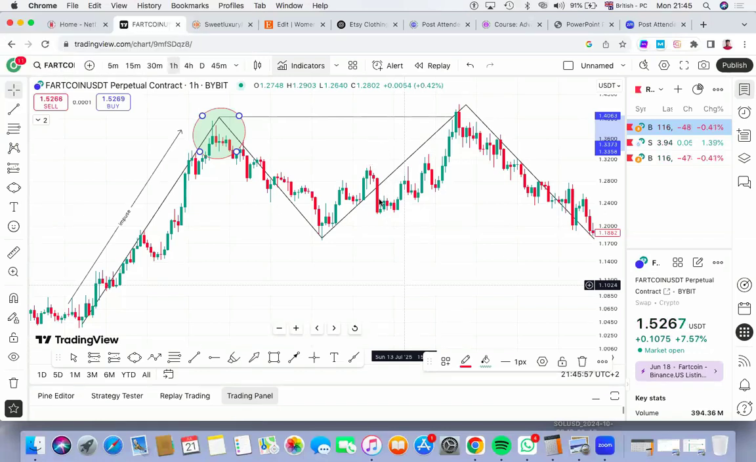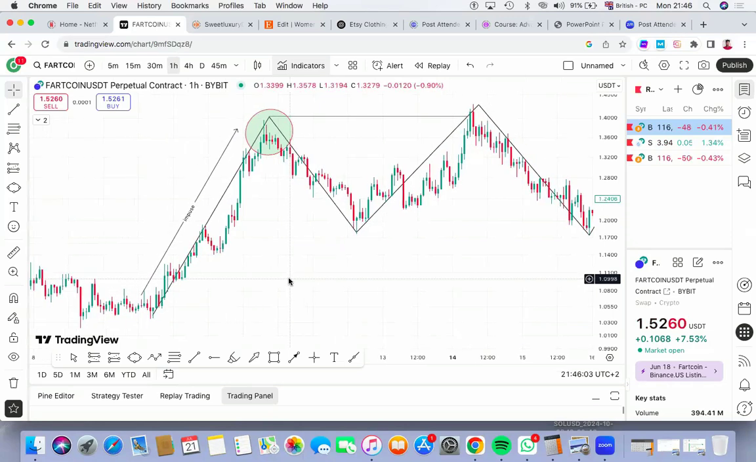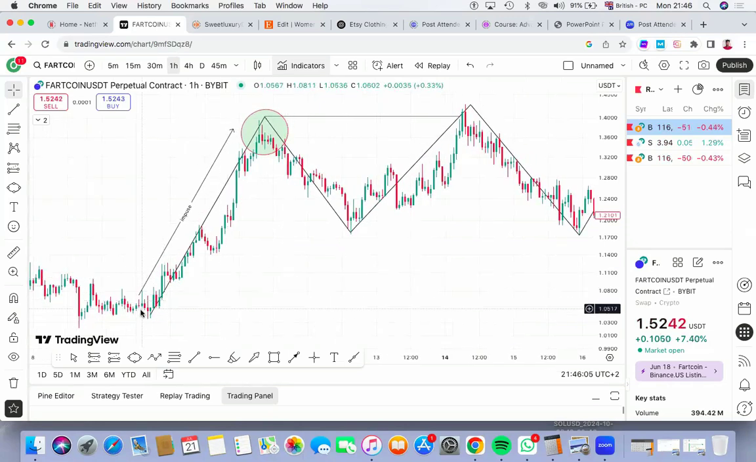Okay, that's great. So the market has created this impulsive move to the upside, and there will be a pullback leg, right? This should be the pullback leg, and this pullback leg, right?